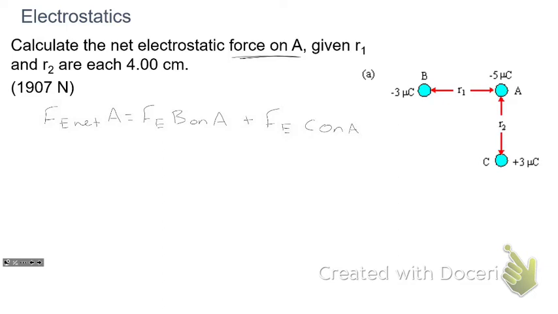We're good? Okay. So how would I calculate the electrostatic force of B on A? Coulomb's law? Yes, Coulomb's law. Fe is equal to K times Q1 times Q2 over R squared. Use Coulomb's law.